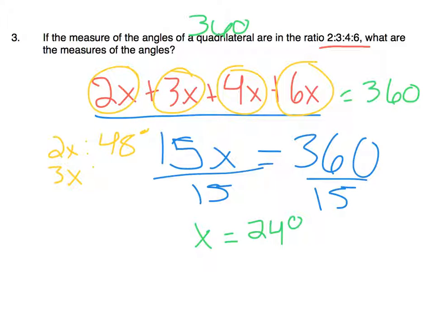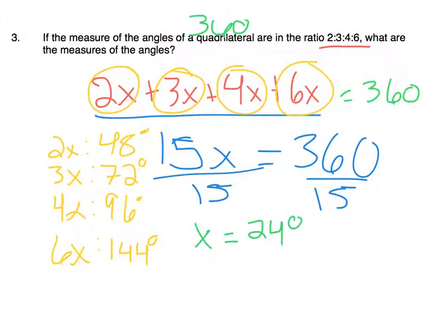3x, that's going to be tacking on another 24, which is going to give me 72 degrees. 4x, that's another 24, that's going to be 96 degrees. And finally 6x, that's an extra two 24s, or an extra 48. That's going to give me 144 degrees.